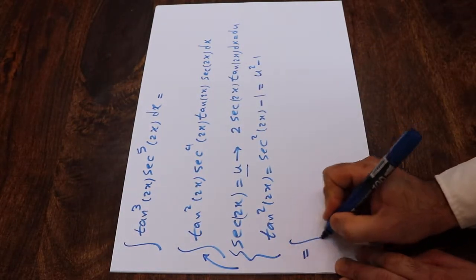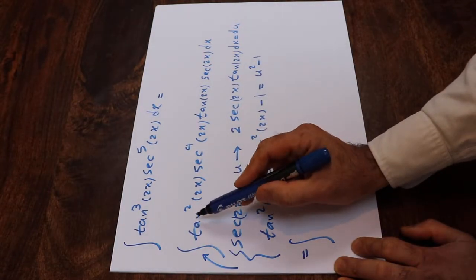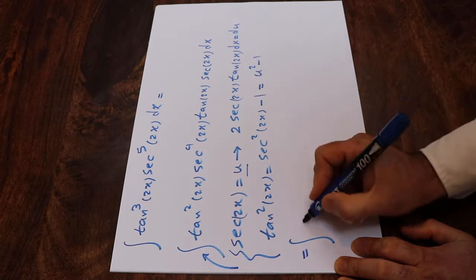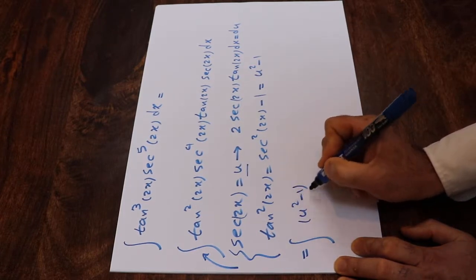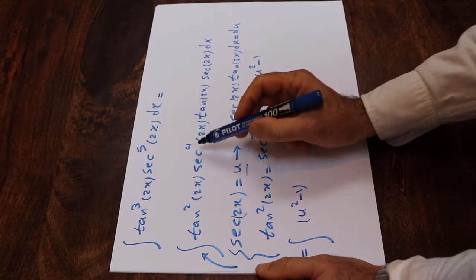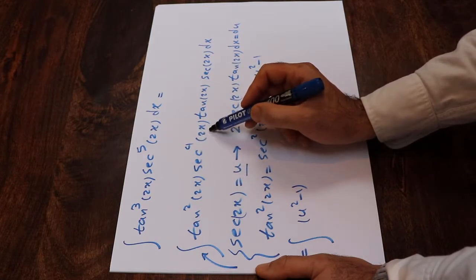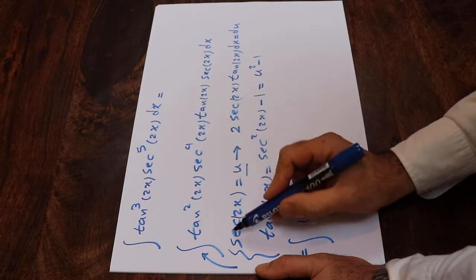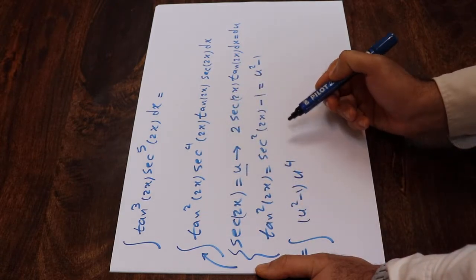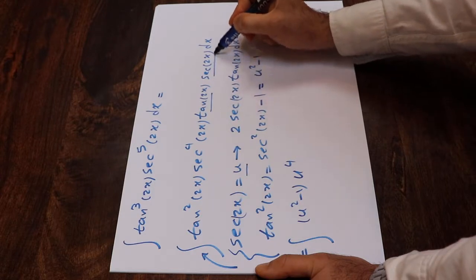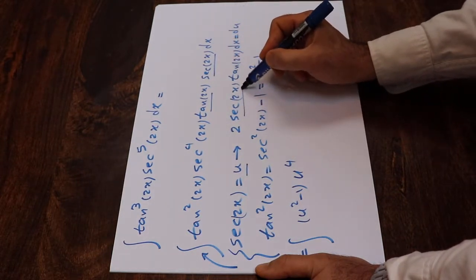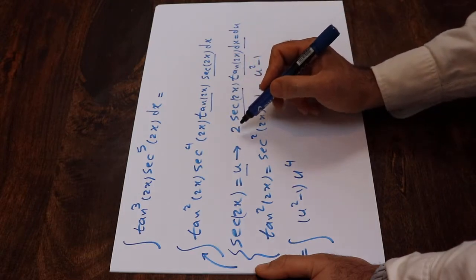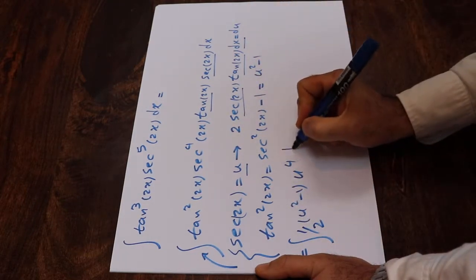If you do that, you get the integral of, instead of tangent squared 2x, I simply write u squared minus 1. And instead of secant to the fourth 2x, I write u to the fourth, because secant 2x is u, therefore secant to the fourth will be u to the fourth. And instead of tangent 2x secant 2x dx, since here I have 2 secant 2x tangent 2x times dx, I simply write 1 divided by 2 times du.